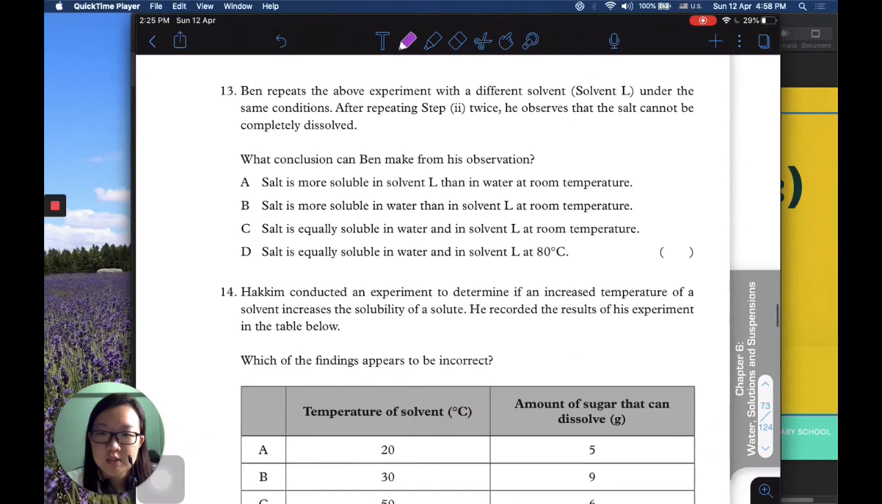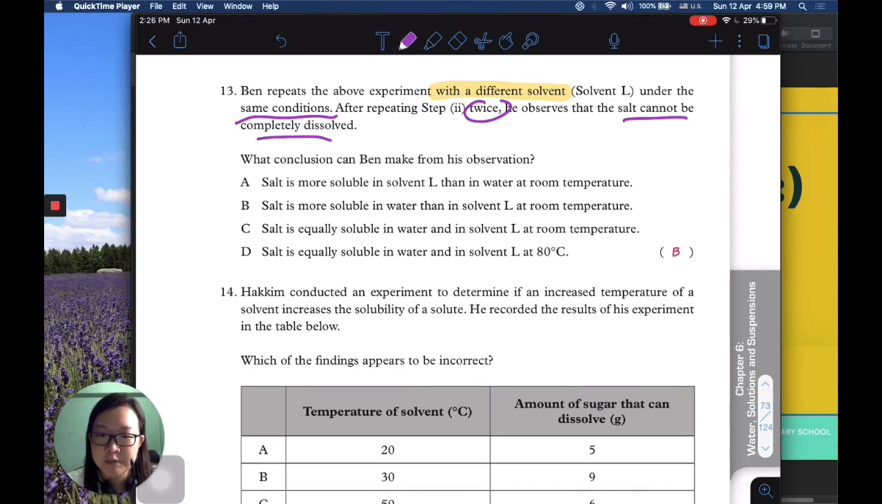Moving to question 13, Ben now repeats the above experiment with a different solvent, solvent L, under the same conditions. And after repeating step 2 twice, he observes that the salt cannot be completely dissolved. What conclusion can Ben make from his observation?